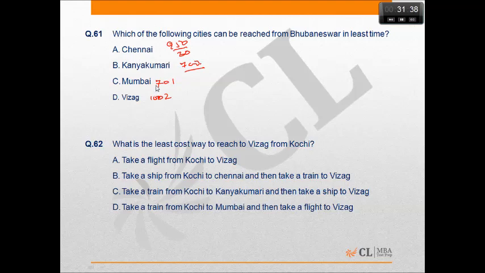Again, if I look at Bhubaneswar to Kanyakumari, you will go by train, and train speed is 25. Bhubaneswar to Kochi, you will go by airplane, and airplane speed is 60. And Mumbai to Vizag, you will go by train, train speed is 25. So the least time should be Bhubaneswar to Mumbai.